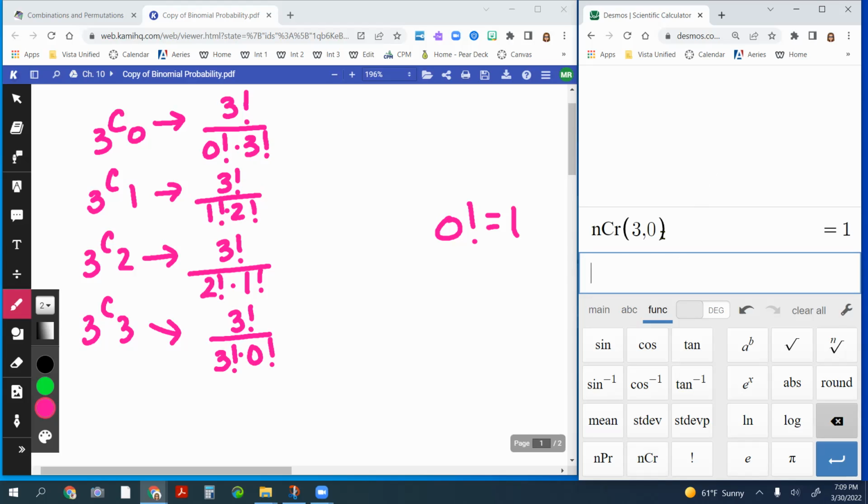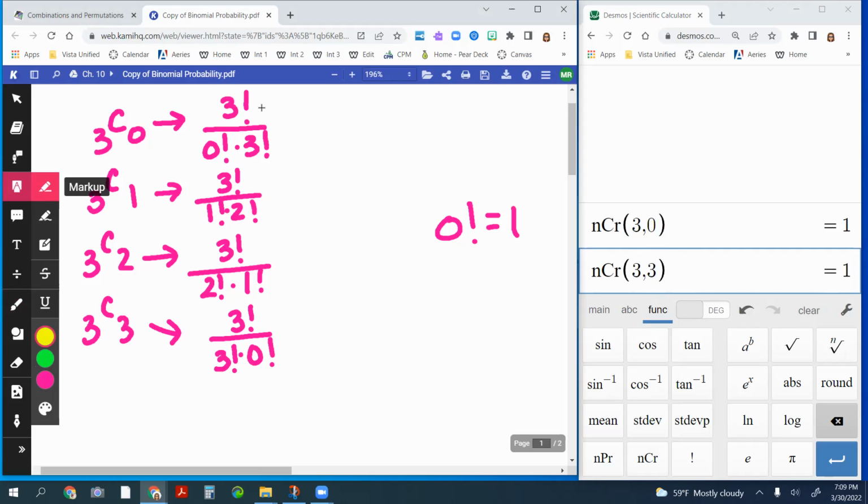Now, if I was going to do 3 choose 3, because 0 plus 3 add up to 3 together, you see I get the same thing. So this one up here, let me highlight this. This one here is, let me get my pen, sorry.